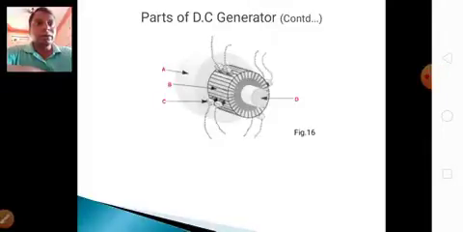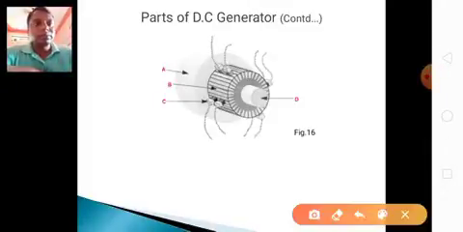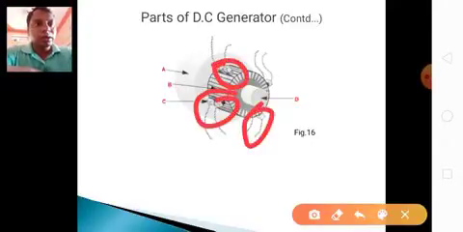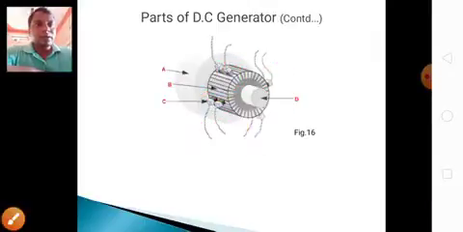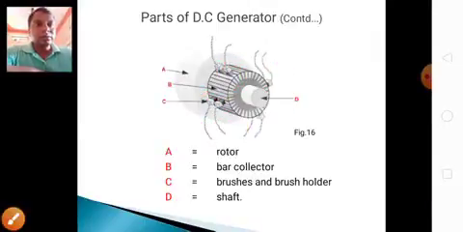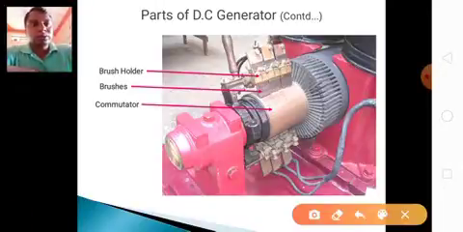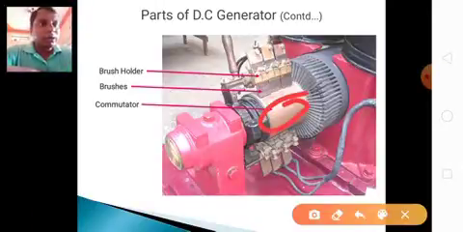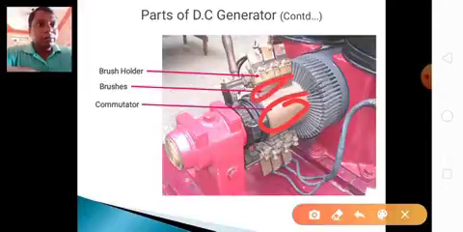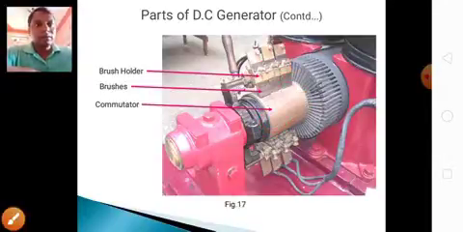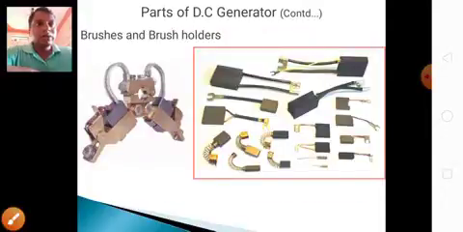These are the brushes placed on the commutator. Here, A is the rotor, B the bar collector, then brushes and brush holder. D is the shaft. Here the figure shows the commutator, right? These are the brushes. These are the brush holders. These are different types of brushes.